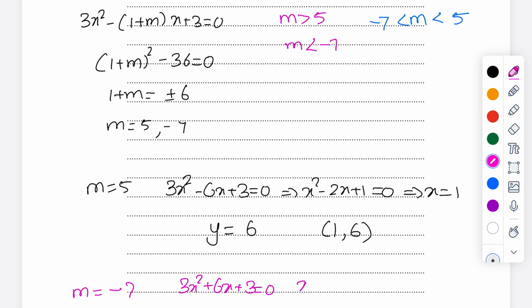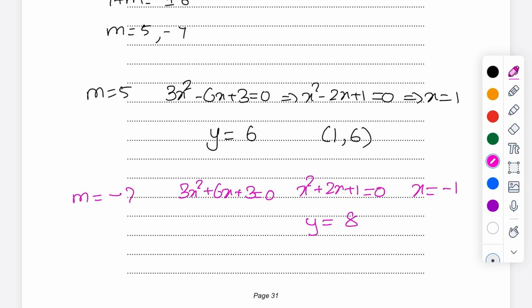Now if m equals negative 7, then I get 3x square plus 6x plus 3 equals 0. x square plus 2x plus 1 equals 0. This gives me x equals negative 1. Plug in that one, you get y equals 8. So what is going to be the point? (negative 1, 8) is going to be the point.